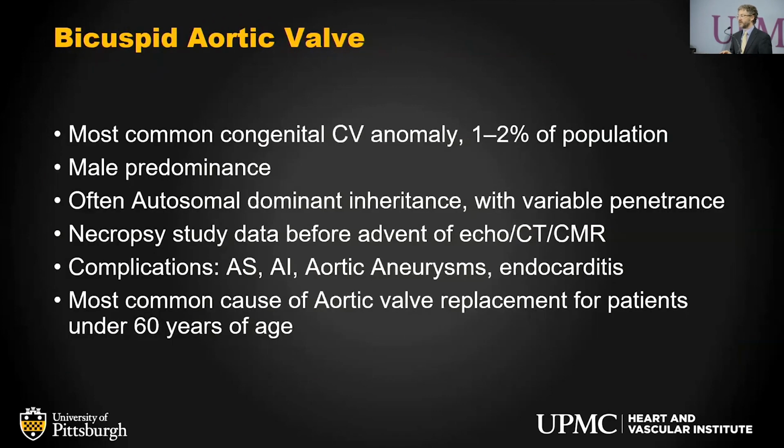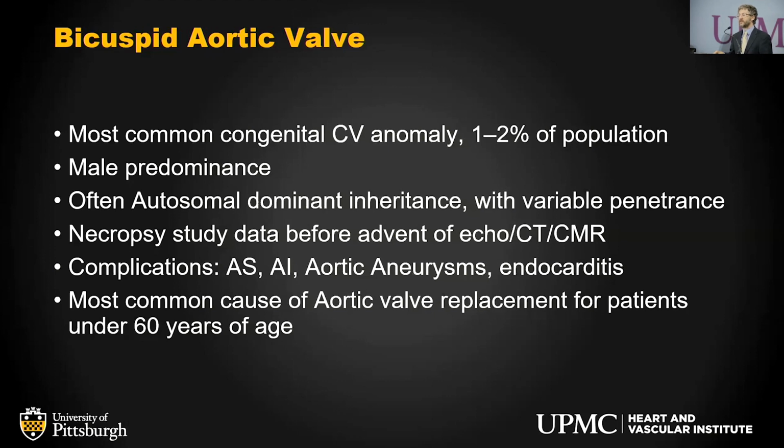Now, to start with the bicuspid aortic valve, we've already heard about a number of different pathologies of the aorta, but many would consider the bicuspid aortic valve the most common congenital cardiovascular anomaly. Some of our ACHD colleagues may disagree with that, but we'll see. There is a male predominance, but it is commonly seen in women as well, and there is an autosomal dominant inheritance of this disease, but the penetrance is quite variable, and so while it can run in families, we don't always see it.